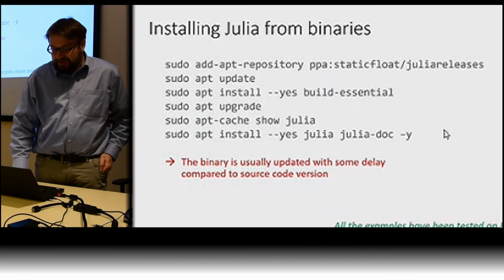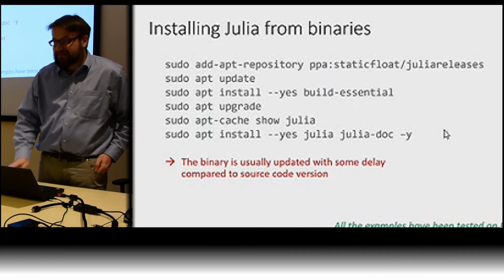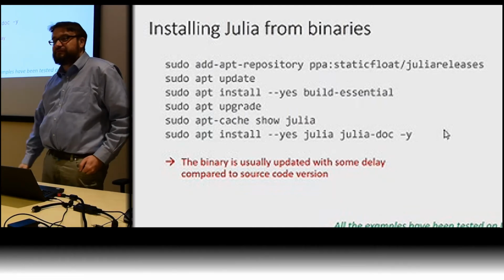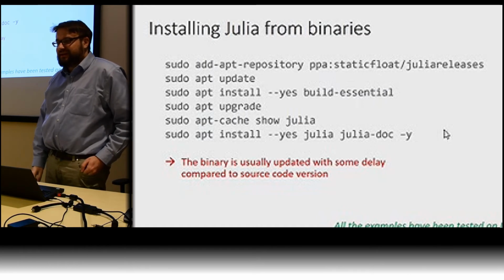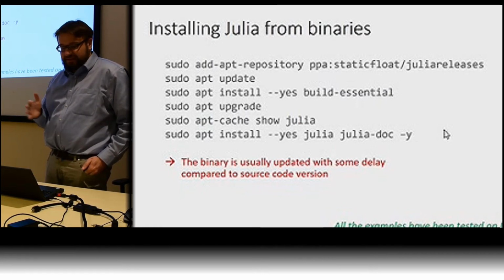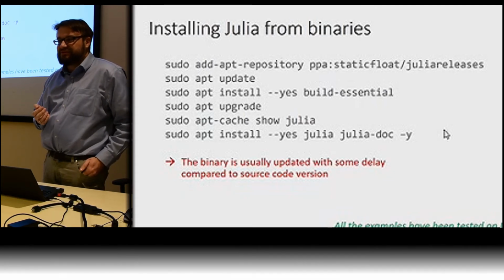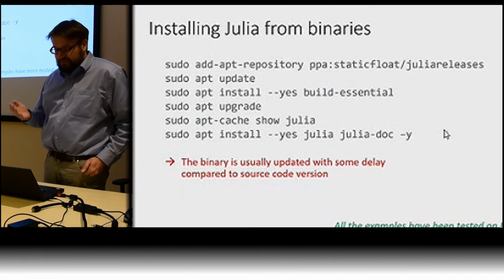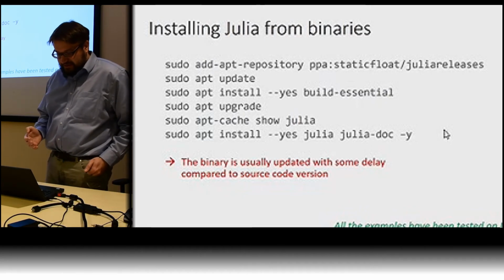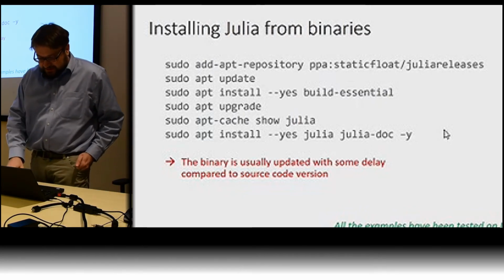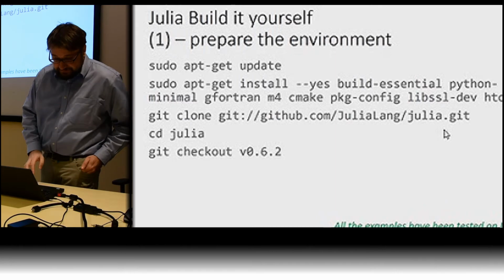Okay, so installing Julia from binaries, this is a set of commands, and if you follow this set of commands, you will have a binary version of Julia installed. All of the examples here are illustrated with Ubuntu because this is the most popular Linux distribution and it's most easily available. In a few minutes I'm going to show you where it is in the cloud. So this is option 1.